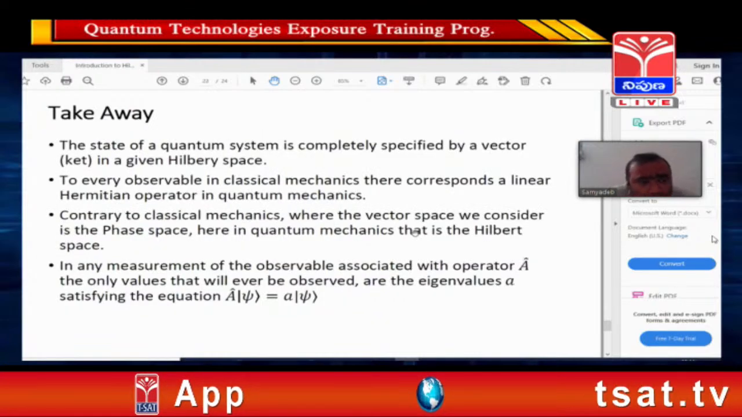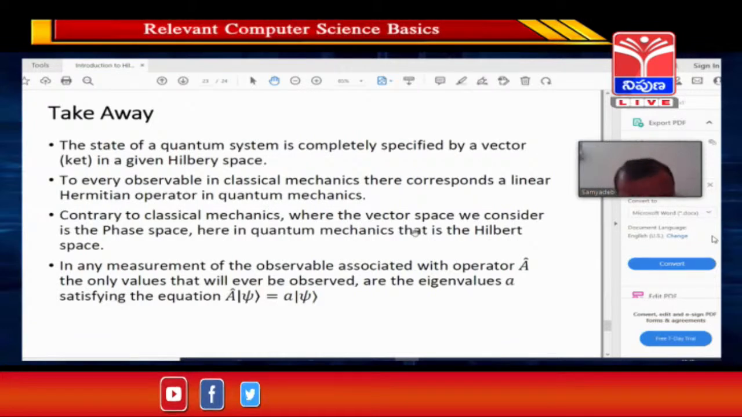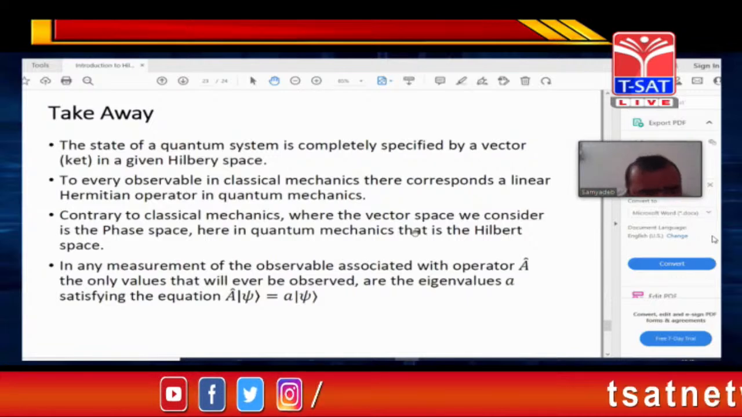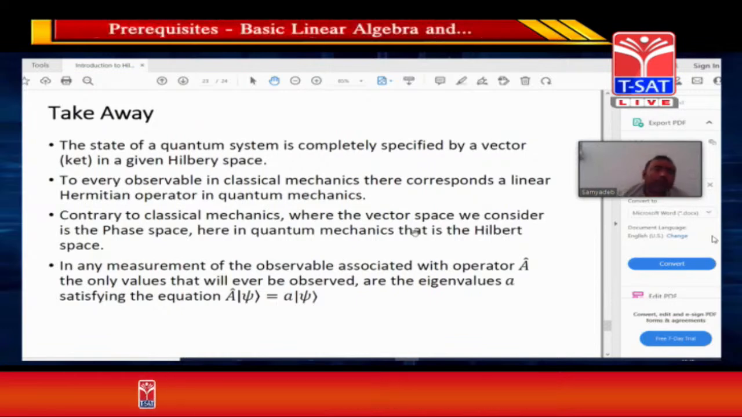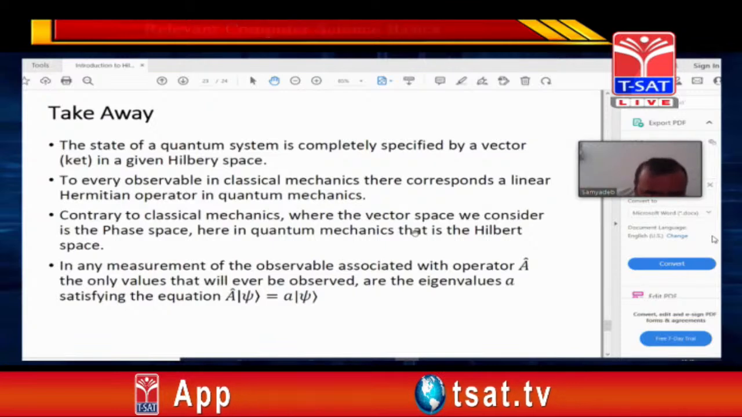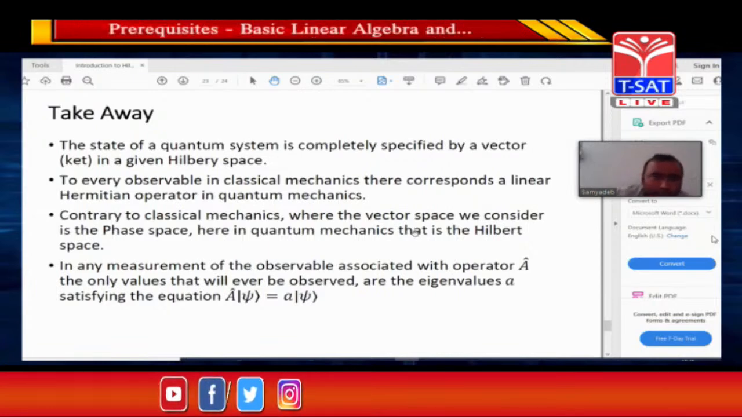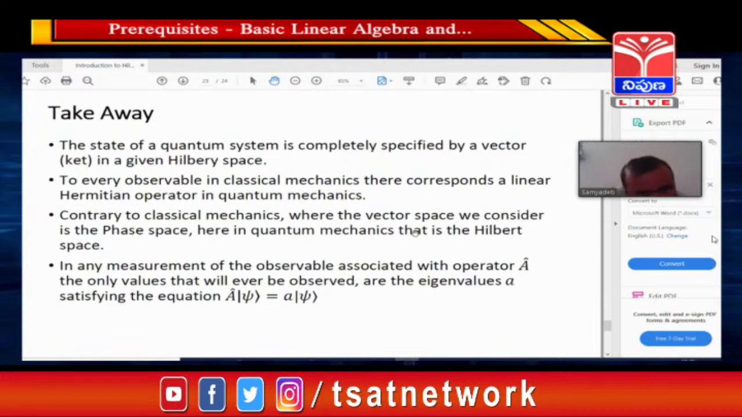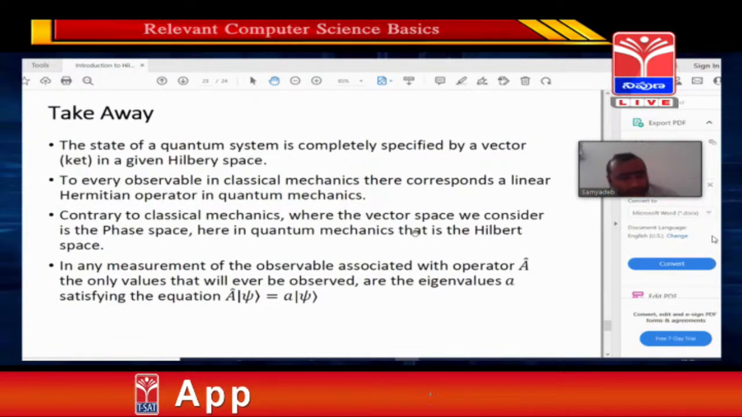So what are the takeaway messages? The state of a quantum system is completely specified by a vector ket in a given Hilbert space. These are some, not all of them. One or two of them are the postulates of quantum mechanics itself. This first point is basically the first postulate of quantum mechanics: the state of a quantum system is completely specified by a vector in a given Hilbert space.